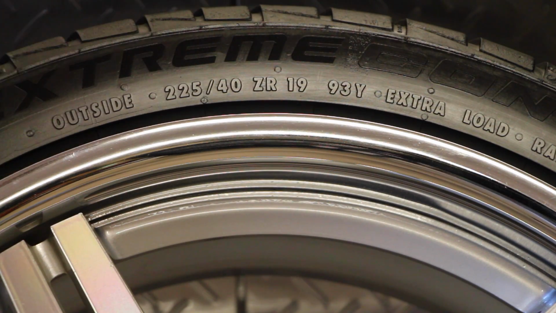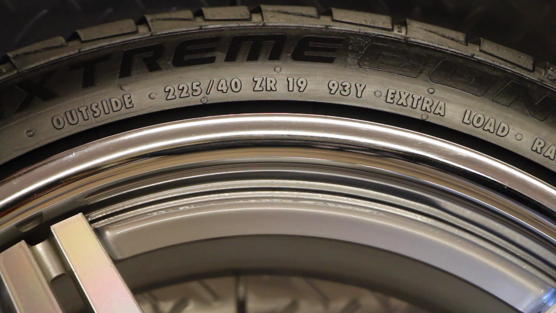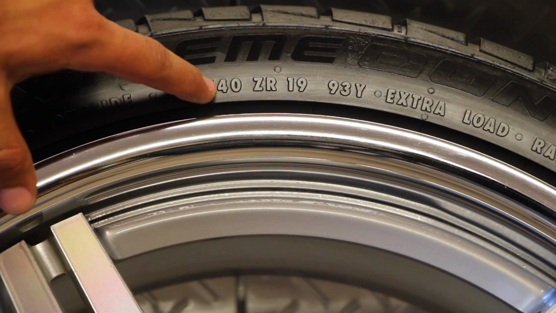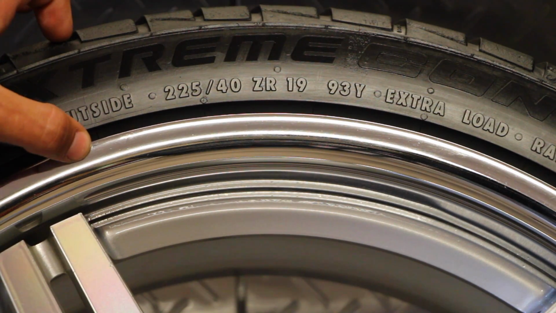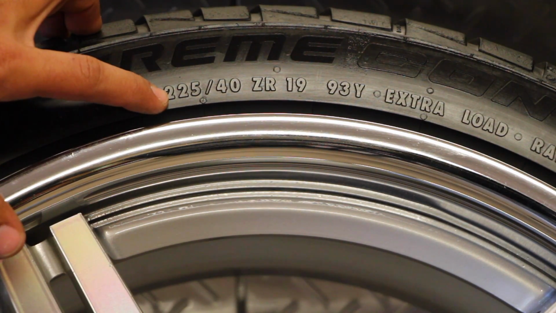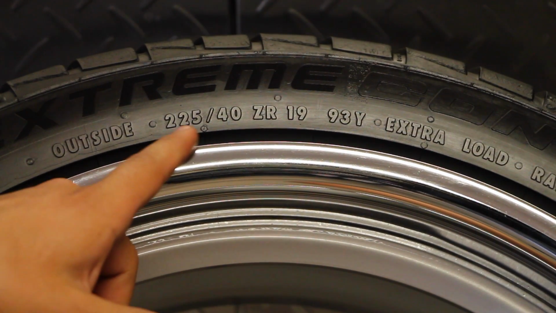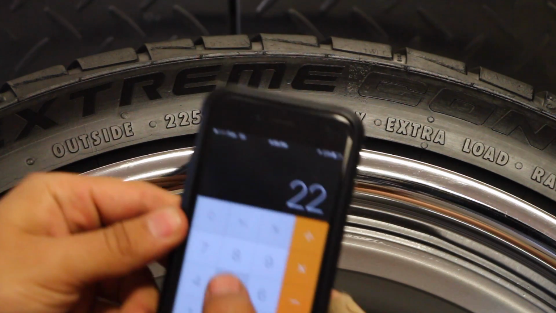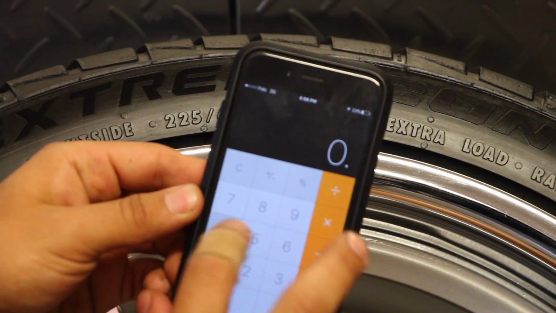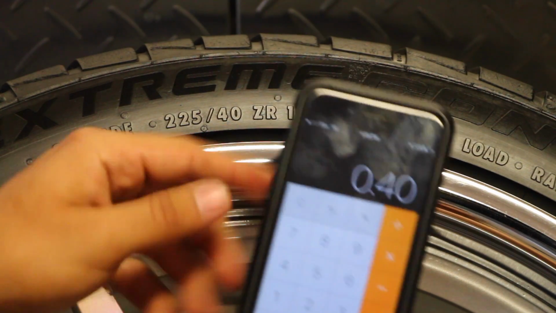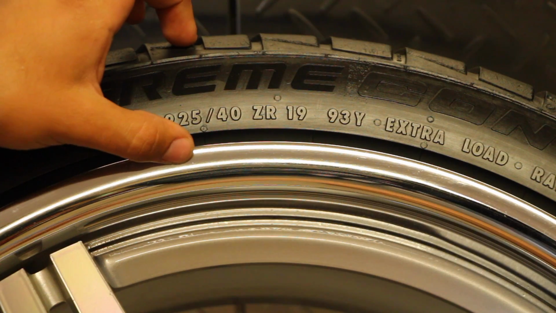Now the second number that we're looking at after the first one is 40. And this is the aspect ratio or profile of the tire. So 40 right here represents the size of the sidewall right here. And this is 40% of 225 millimeters. So if we wanted to calculate the size of the tire profile right here, you would first grab 225, put it in your calculator, and you're gonna multiply that by 0.4 because this is a percentage. So 40. So this sidewall is approximately 90 millimeters in size.